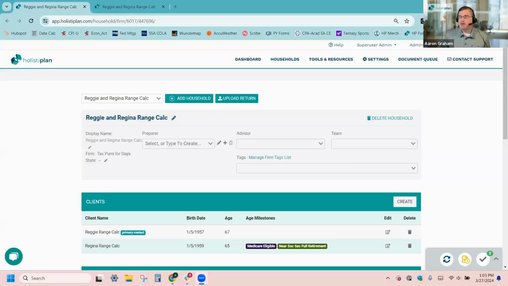All right, so without any further ado, let's just jump right into Plan, and let's start looking at some Range Calc tools. All right, Shane, can you see my screen? Yep, I can see it.